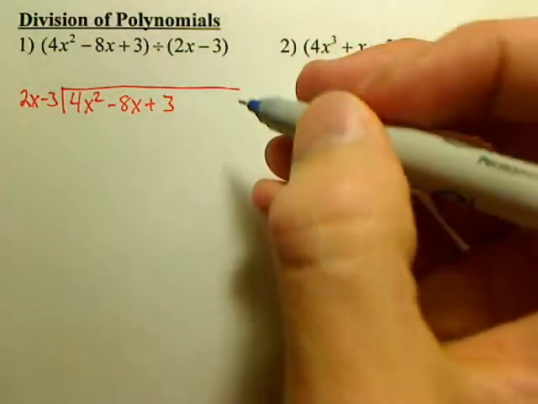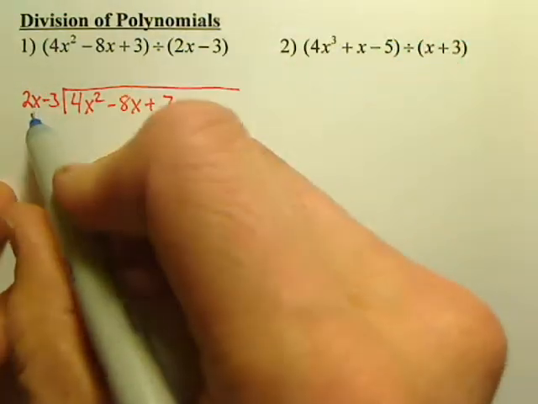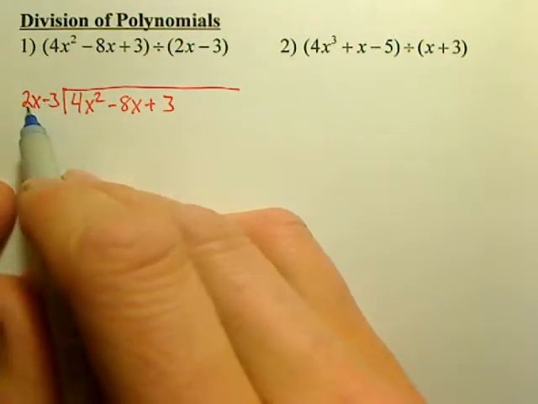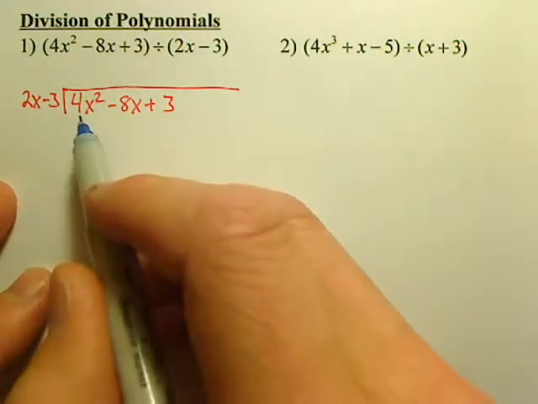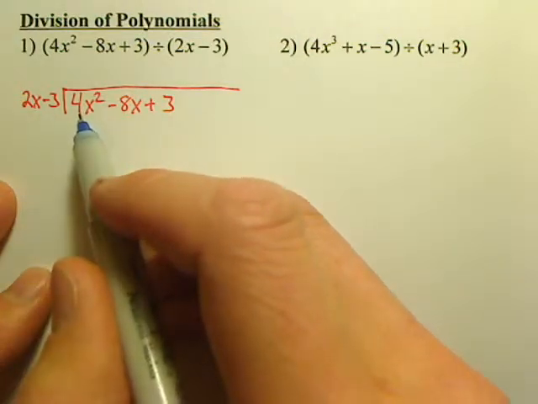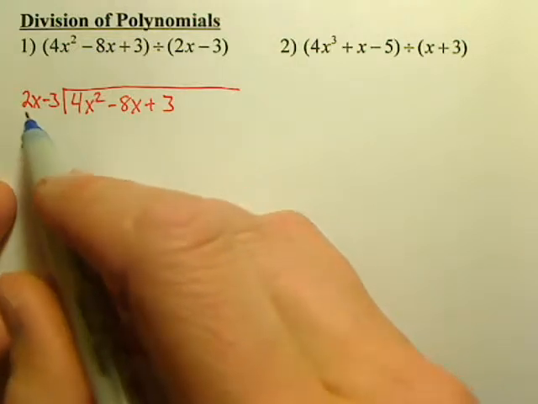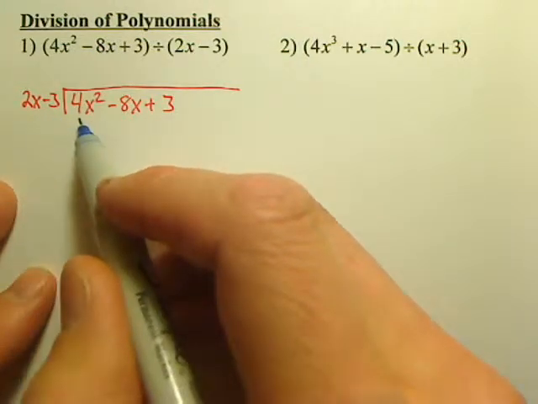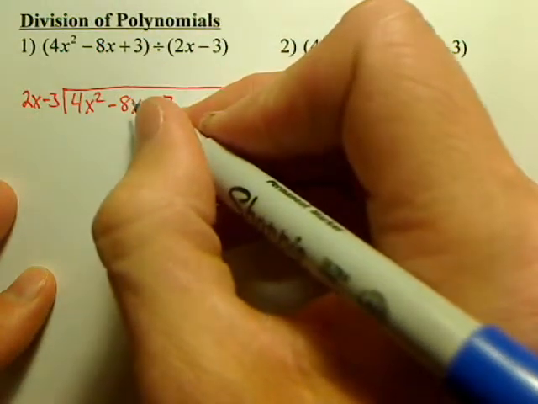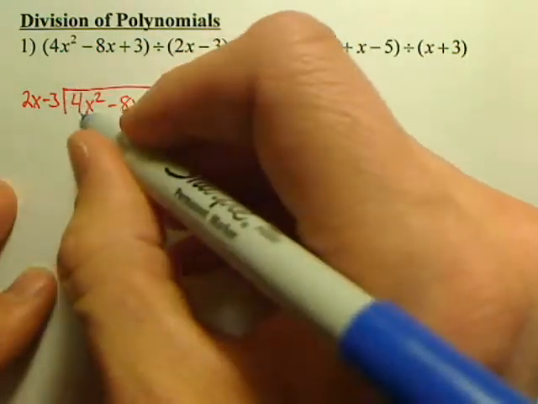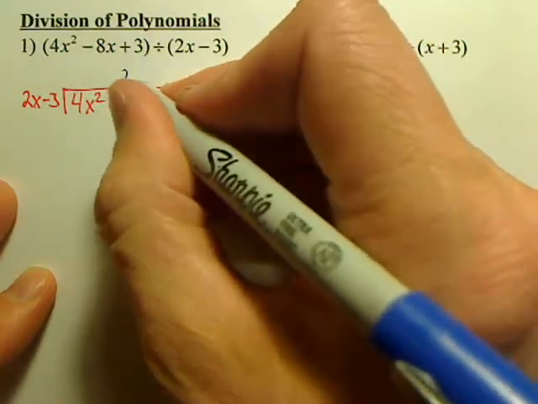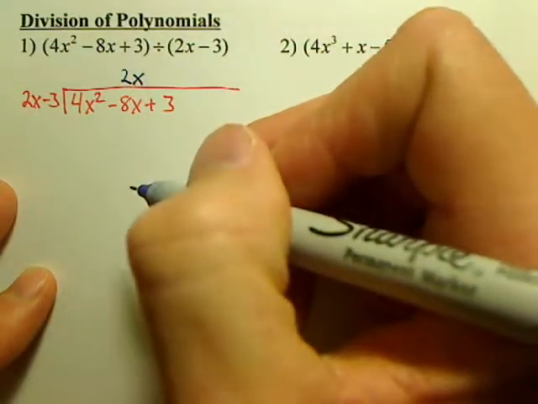All right. So for this, we have to think, okay, you kind of ignore the negative 3. 2x times what will give you 4x squared? That's the key here. 2x times what will give you 4x squared? That would be 2x, because 2x times 2x gives you 4x squared. So I'm going to put 2x up here, in the x's column. So here's the x's column, and I'm going to put a 2x right there.